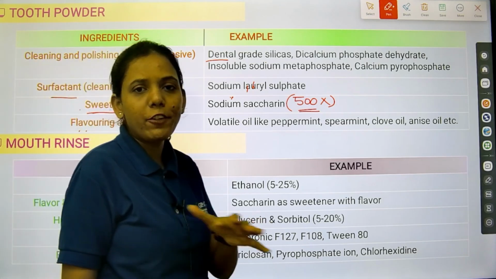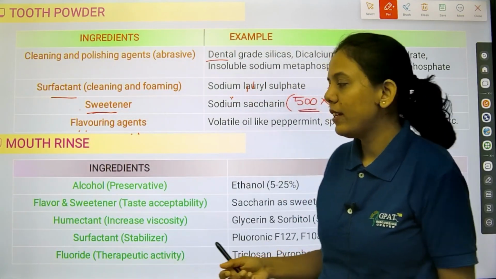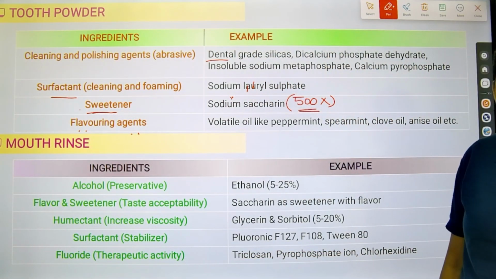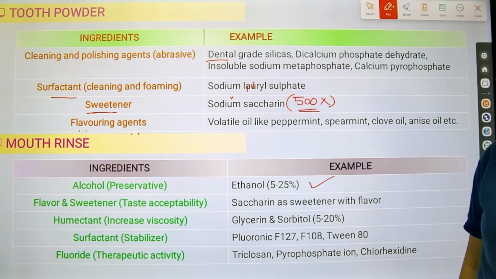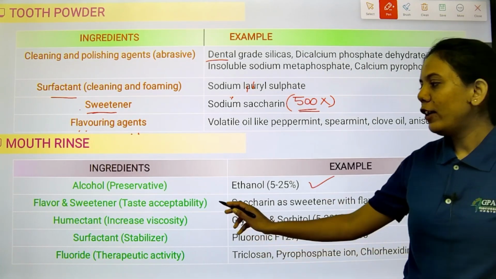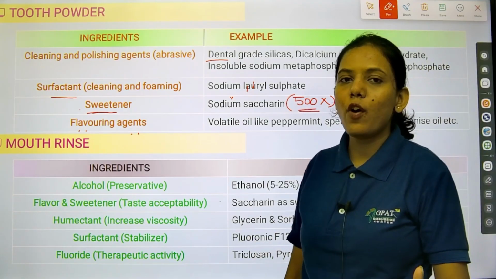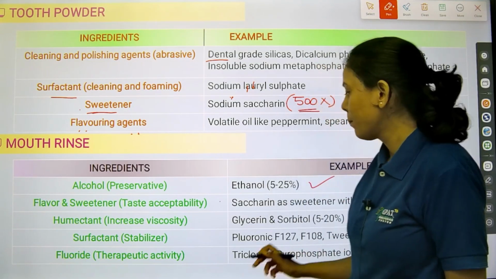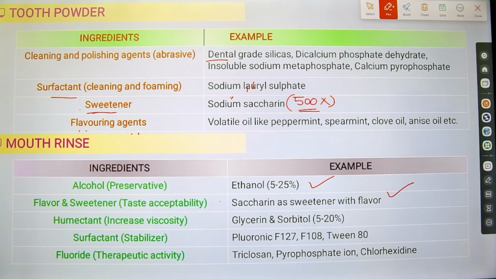Mouth rinses are used after tooth brushing. So the very first is alcohol. Alcohol is a natural preservative. So ethanol 5 to 25%. Again, certain kinds of flavors and sweeteners are added just for acceptability, like taste. Saccharin is used as a sweetener with flavor.